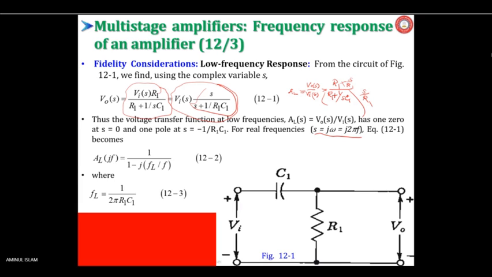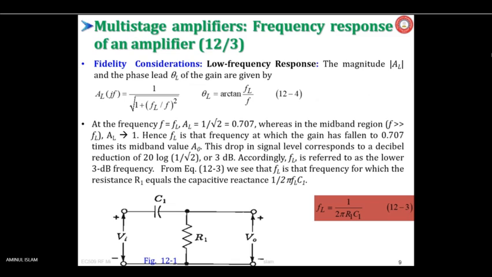So we got the value of the gain equals this, where fL equals 1 upon twice pi R1C1. Now the magnitude AL and the phase lead theta L of the gain are given by this expression, where theta L is arctan of fL by f. And at the frequency f equals fL, AL is going to be 1 upon square root of 2 equals 0.707. Is it possible or not? Put the value f equals fL. What do you get?